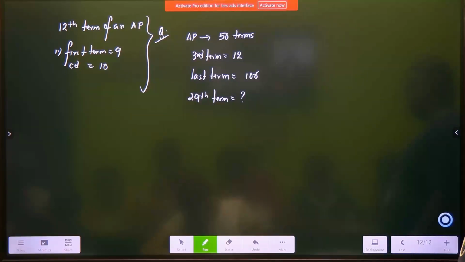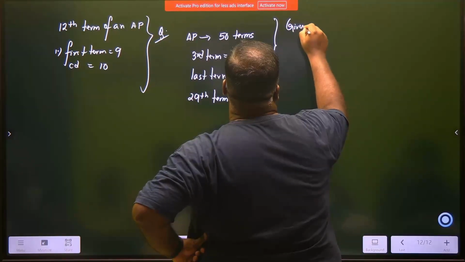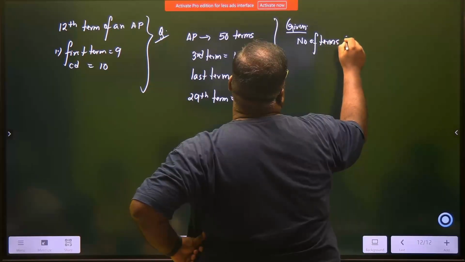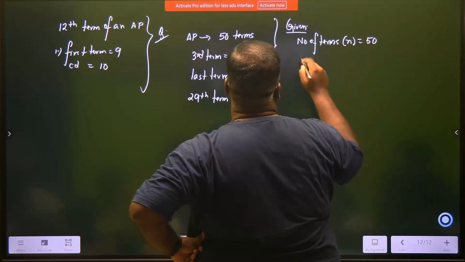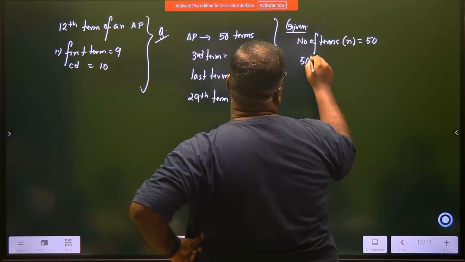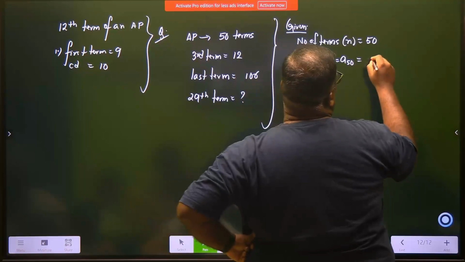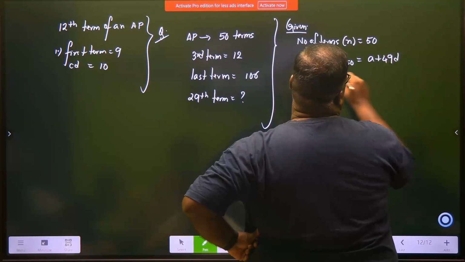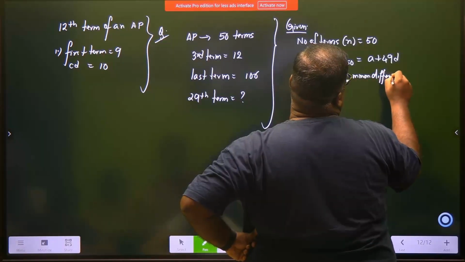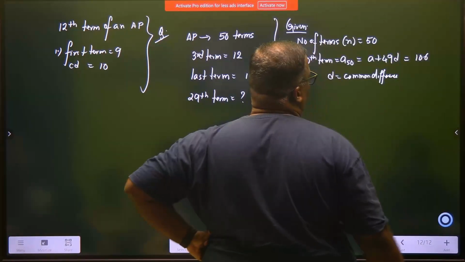Only neat ones, do it nicely. If we do it nicely, what will we write? Given: number of terms, that is n, is 50, okay? The 50th term, A50, is equal to A plus 49 into D, where D is the common difference, okay? A plus 49D, which is equal to how much? 106. This is one equation.